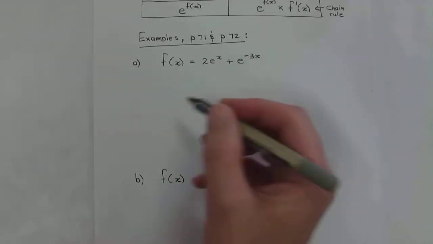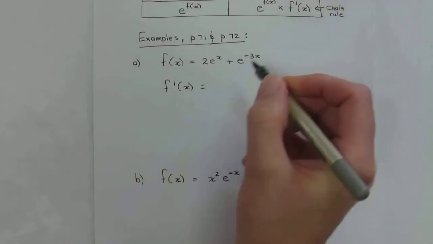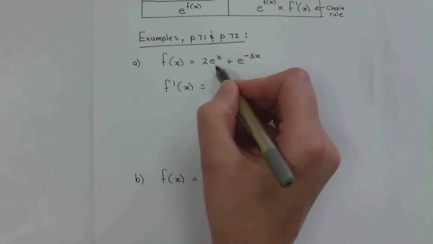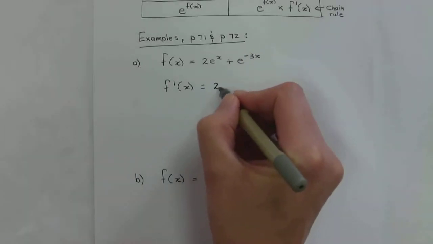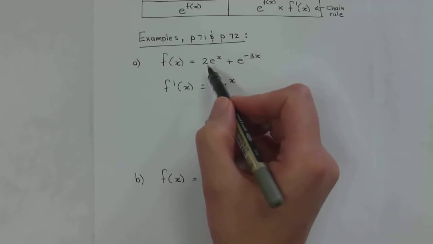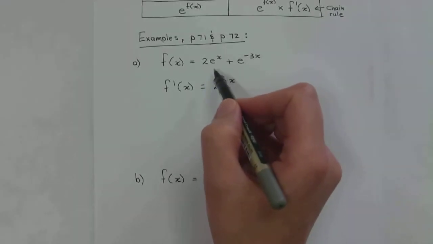Now the derivative of the first term is quite easy. And the reason it's so easy is because there's not really any complicated functions in that exponent position. So the derivative of 2e to the power of x is simply 2e to the power of x. Now, by the way, some of you might ask, why don't we use the product rule there? Why don't we say it's 2 times e to the power of x? You can do that, but it is completely unnecessary.